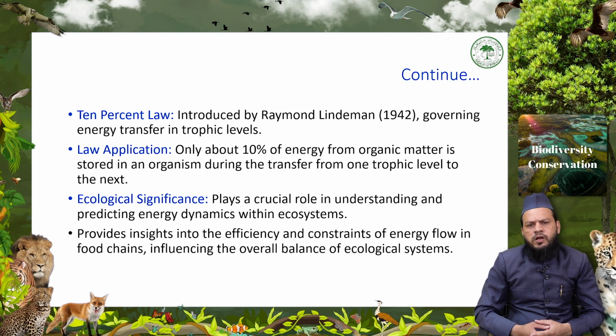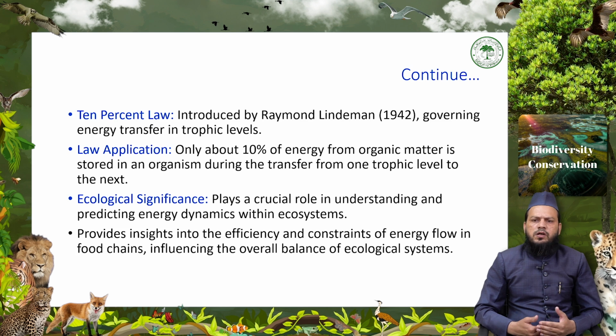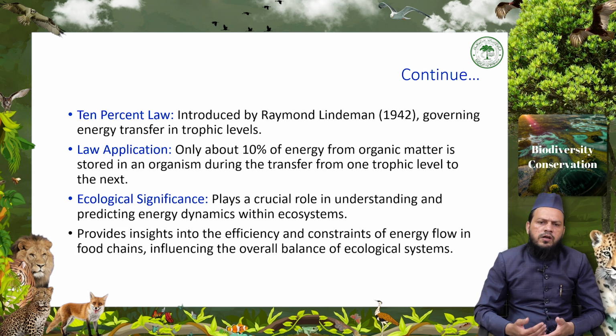The progression of food or energy within a trophic level is regulated by the 10% law as proposed by Raymond Lindeman in 1942. This principle dictates that during the transmission of energy from one trophic level to the succeeding one, approximately 10% of the energy derived from organic substances becomes stored within the organism. In a sense, this concept underscores the efficiency and limitation in the transfer and accumulation of energy as it traverses through different levels of a food chain.